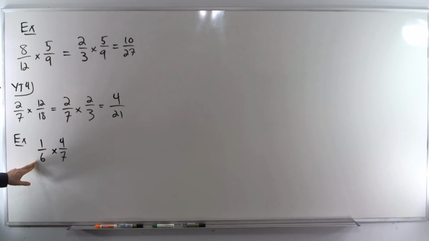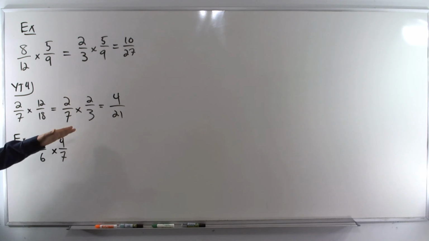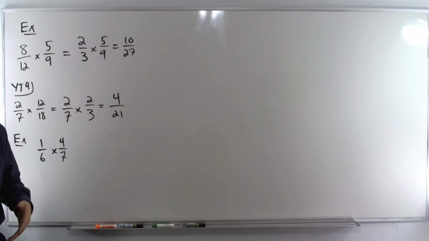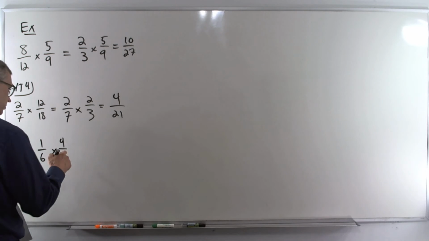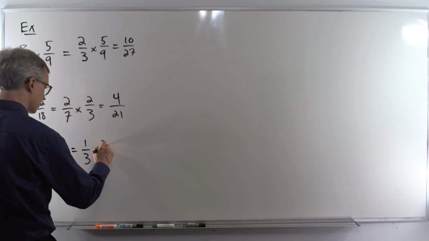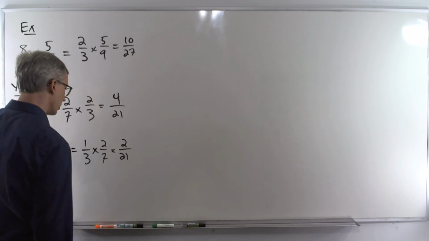Now in this case, neither of these fractions can be reduced. However, we do have a common factor between the numerator of this one and the denominator of this one. It's perfectly acceptable to reduce across fractions, because what we're doing is dividing a top number by something and the bottom number by the same thing, so we'll get the same answer. So we can divide these by 2, and that gives us 1/3 times 2/7. Multiply, and we get 2 over 21.